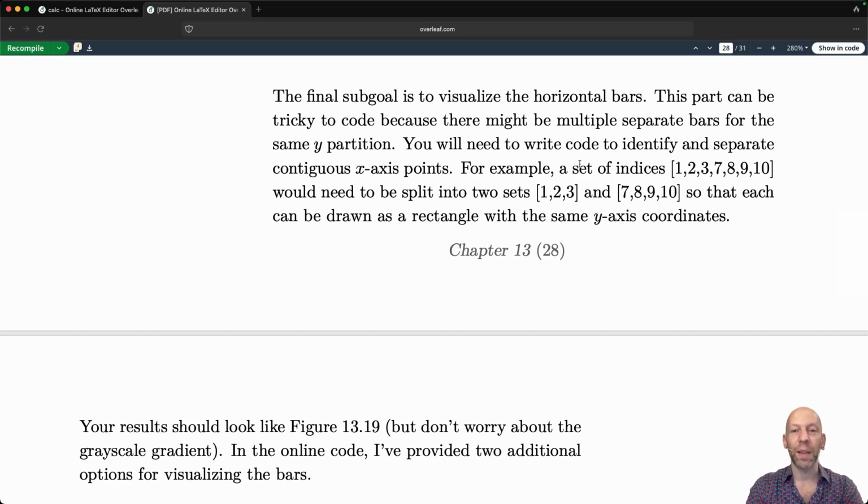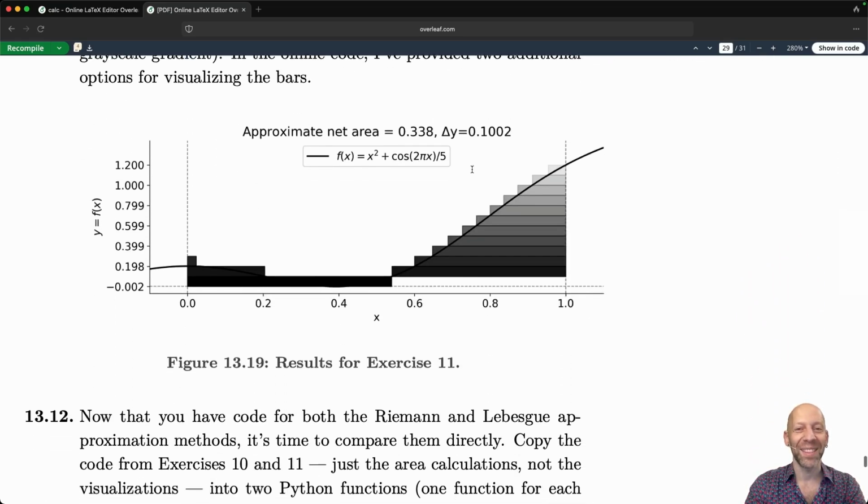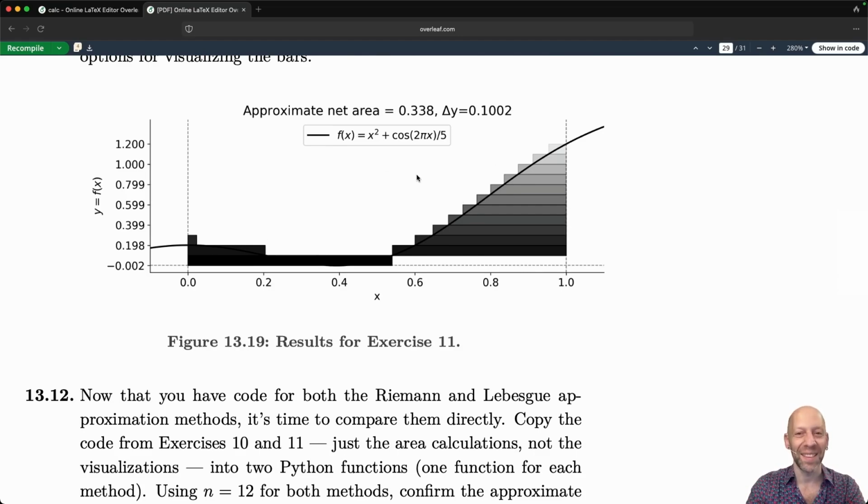So for example, if you find that all of the x-axis points in a certain range subinterval look like this: 1, 2, 3, 7, 8, 9, 10. What you need to do in the code is for visualization. This is not for the Lebesgue numerical approximation; this is fine for the numerical approximation. But for the code, we want to separate this vector of points, this list of indices, into adjacent indices. So 1, 2, 3 has to be one bar, and 7, 8, 9, 10 is a separate bar. Once you do all of that, which gets really tricky, you're going to end up with a plot that looks like this.